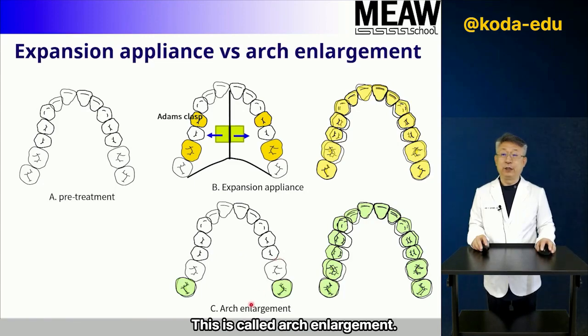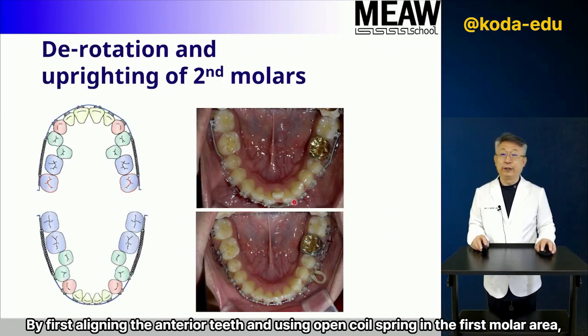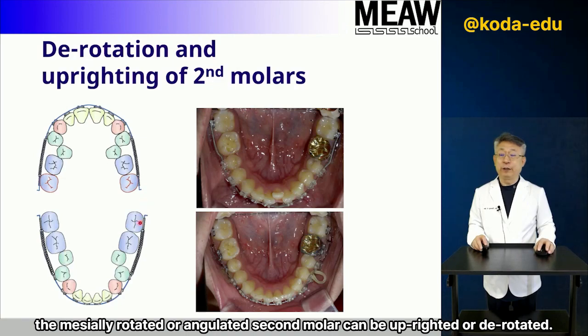This is called arch enlargement. By first aligning the anterior teeth and using open coil spring in the first molar area, the mesially rotated or angulated second molar can be uprighted or derotated.